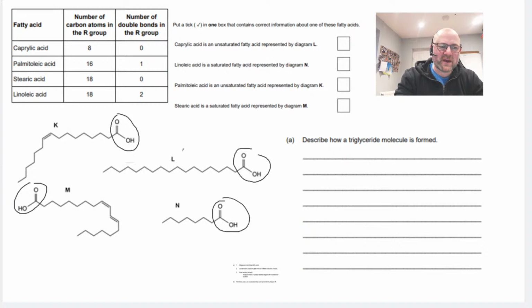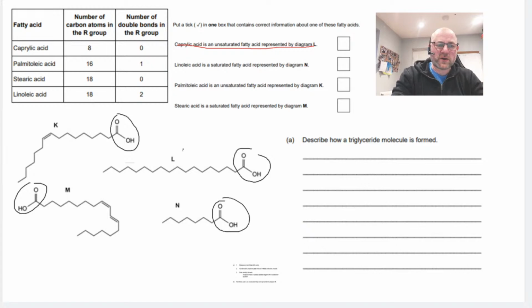So we have to see which one of these is true. We say caprylic acid is an unsaturated fatty acid, shown by diagram L. The number of carbon atoms in caprylic acid is 8. Let's go to diagram L. How many carbons are there? At each one of these ends of these lines is a carbon. So this is definitely false, because there'd be 1, 2, 3, 4, 5, 6, 7, 8, 9, 10, 11, 12, 13, 14, 15, 16, 17 carbons in that chain. So that one can't be the right answer, because caprylic acid is supposed to only have 8.